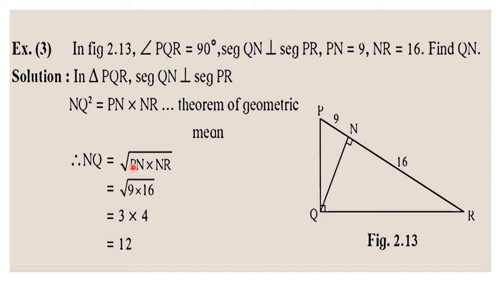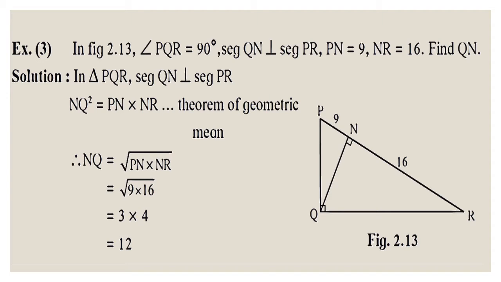PN is 9, NR is 16. Now 9 is 3 square, 16 is 4 square. So 3 will come outside the root, 4 will come outside the root. When you multiply, you will get 12. Otherwise, if you multiply 9 into 16, you will get 144. Again, root of 144 is 12. The calculation part you can do.